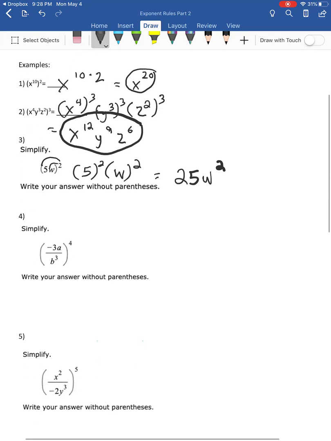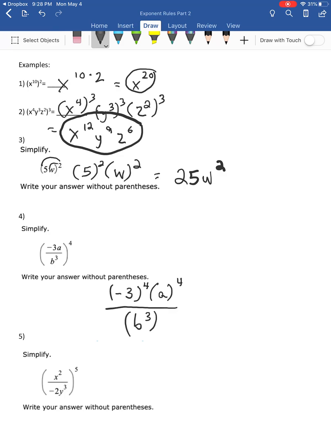Okay, so now we have a quotient raised to an outside exponent. Same thing. So the negative 3 is going to get the exponent of 4. The a is going to get the exponent of 4. Okay? And the b to the 3rd is also going to get that exponent of 4. All right, so negative 3 to the 4th, positive 81. A to the 4th is just a to the 4th over b to the 3rd to the 4th. Again, we multiply the exponents. That's just going to be b to the 12th.